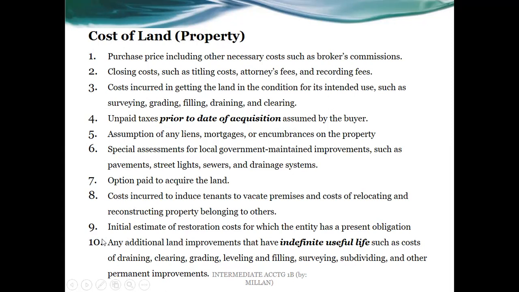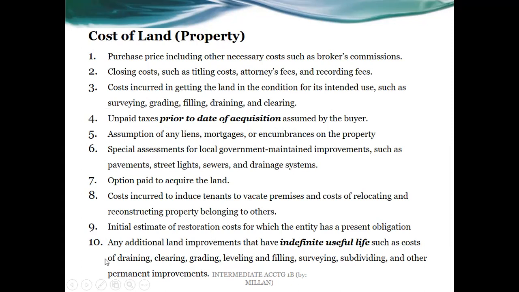Number 9, initial estimate of restoration costs for which the entity has a present obligation. So we use the land and then we, let's say, developed the area to some extent that it is not the same as the condition before, and then at the end of the contract for a certain term, we have to restore it. This is actually a discussion under depletion for wasting assets. But that is just an example wherein we're going to use the present value of that.